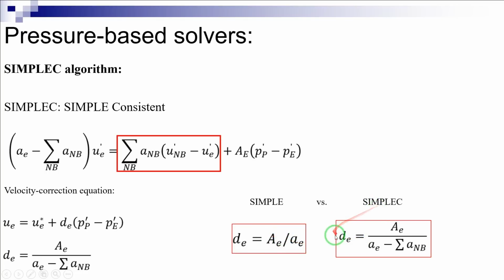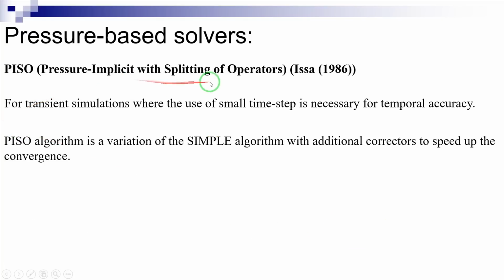So the difference between the SIMPLE and SIMPLEC algorithm is in the definition of dE, as we can see here. PISO, pressure implicit with splitting of operators. This algorithm, which was proposed by Issa in 1986, is used for transient simulations where the use of a small time step is necessary for temporal accuracy. Essentially, the PISO algorithm is a variation of the SIMPLE algorithm with additional corrector steps to speed up the convergence.